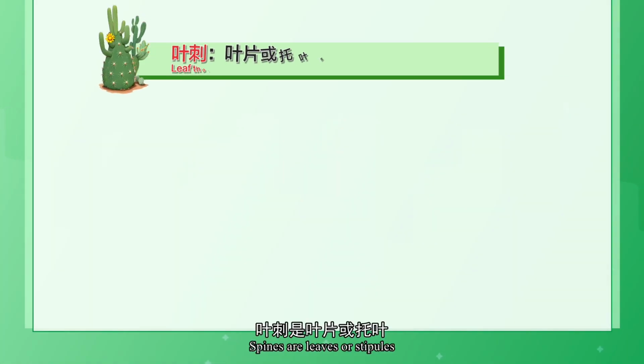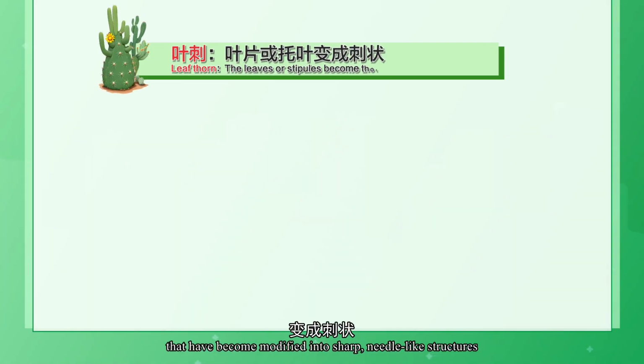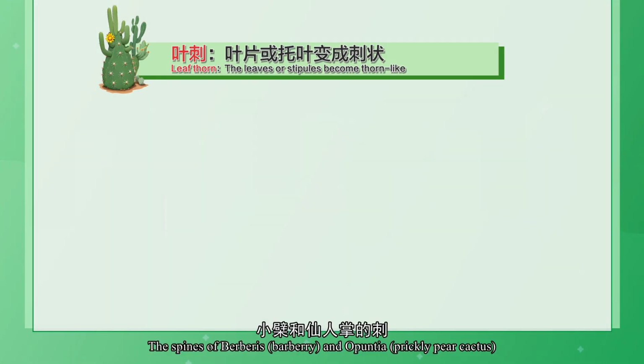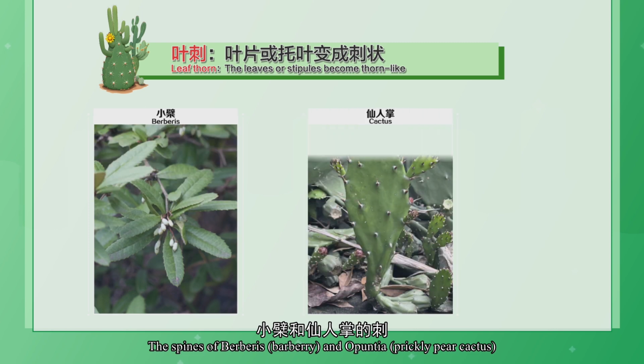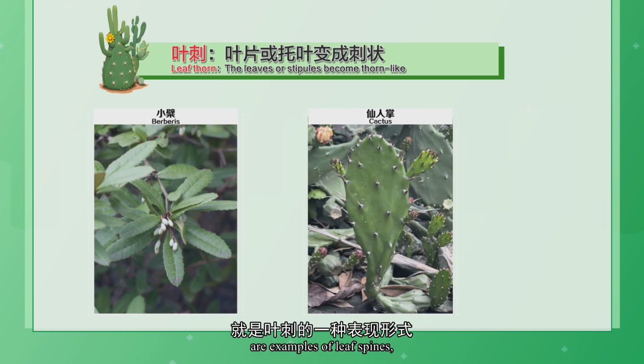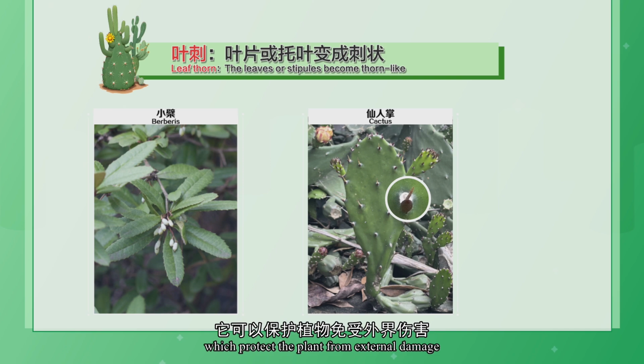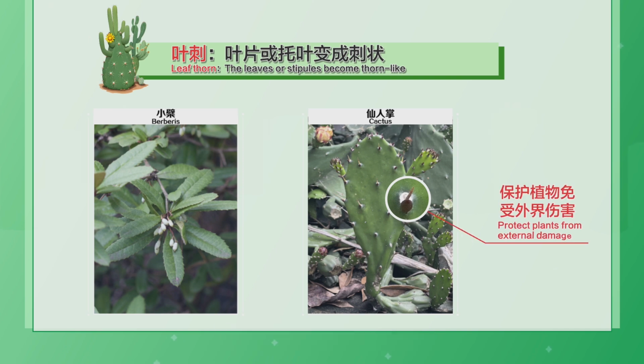Spines are leaves or stipules that have become modified into sharp, needle-like structures. The spines of Berberis, barberry, and Opuntia, prickly pear cactus, are examples of leaf spines, which protect the plant from external damage.